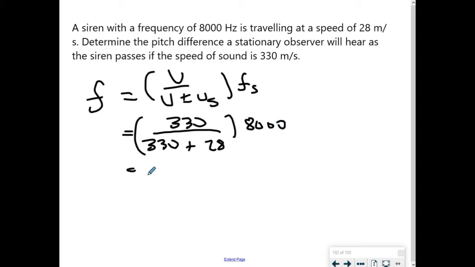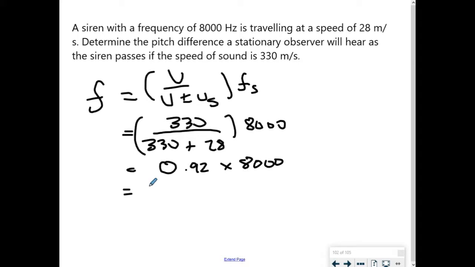Now, what I like to do to help show students is I'm just going to find just what's in the fraction. So I'm actually going to skip the 8,000 just temporarily and just show you what the fraction is going to do to it. If I do 330 divided by 330 plus 28, my fraction is 0.92. I will then take 0.92 times by 8,000.